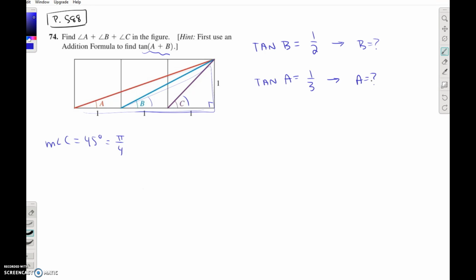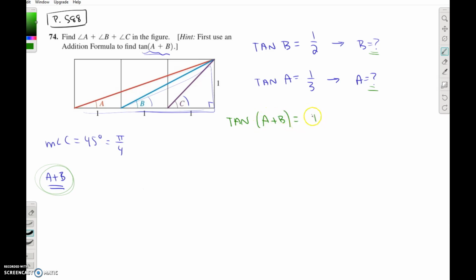So now I'm getting a little bit stuck. Okay, I guess that's where the hint comes in, right? I know C. I don't really need to find A and B separately. What I need to find is A plus B. So I'm thinking this hint is telling us to find the tangent of A plus B, and then maybe we can find out what the sum is, even though I can't find out what the individual angles are. So yeah, I needed that hint anyway.